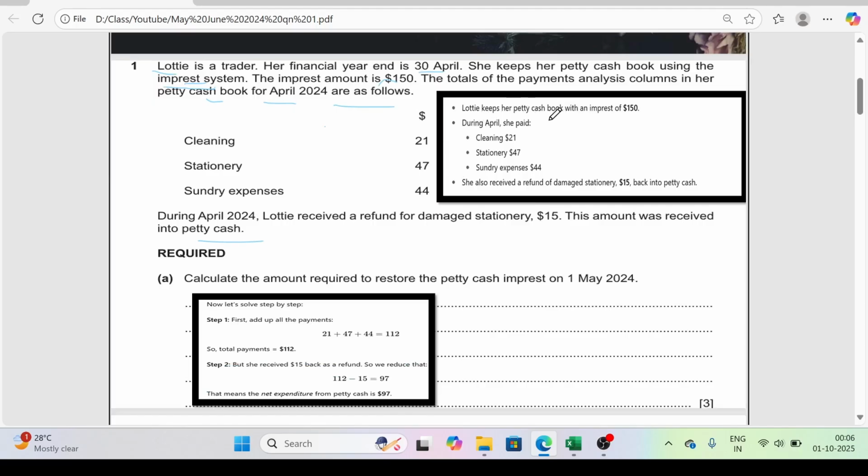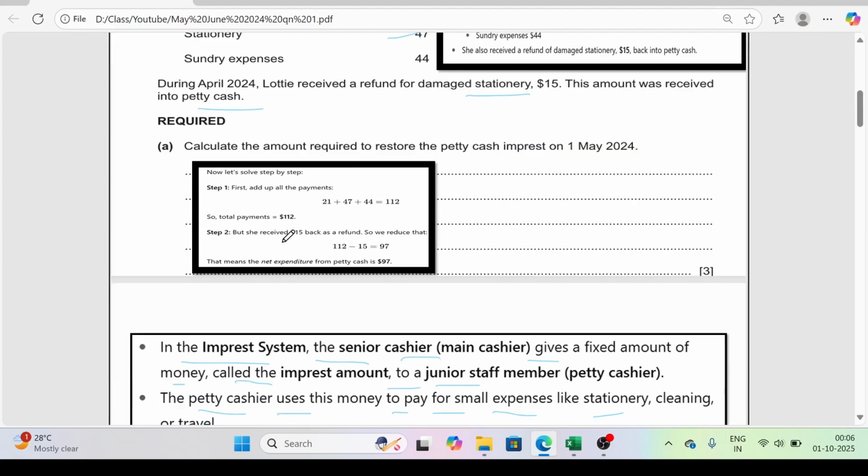Loti keeps her petty cash book with an imprest of 150. Then during April, she paid 21, 47, and 44. She also received a refund for damaged stationery, $15, back into the petty cash. The calculation will be step by step.